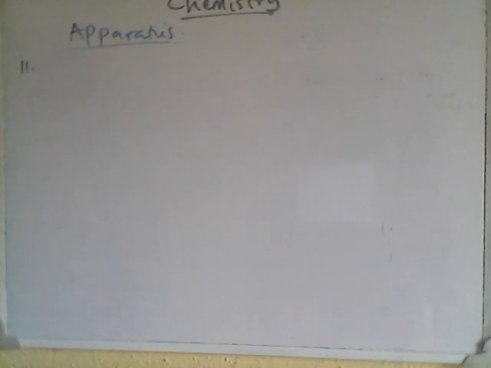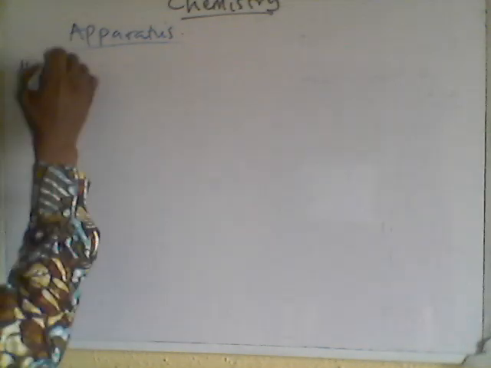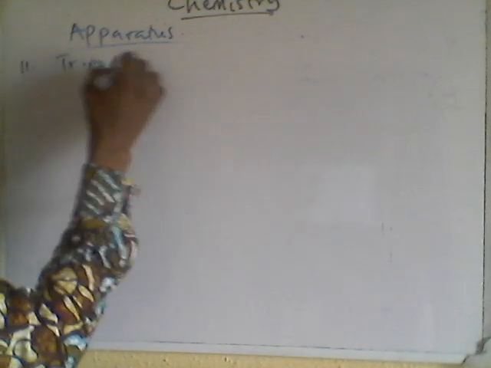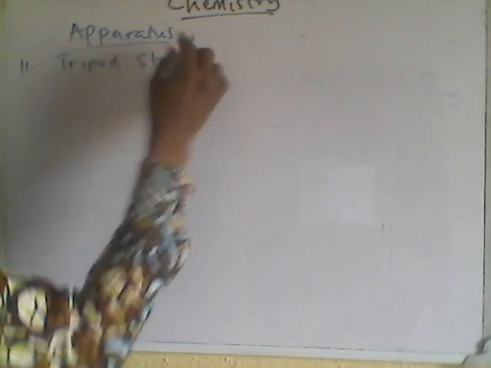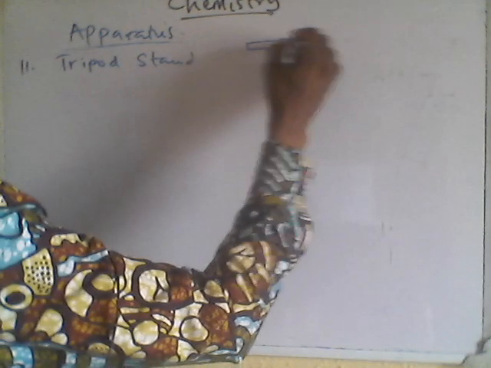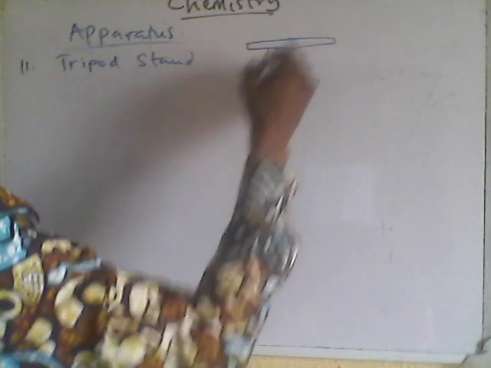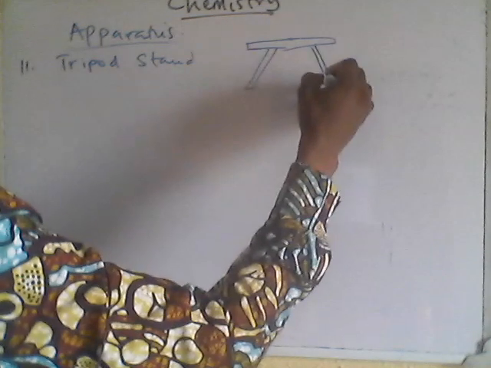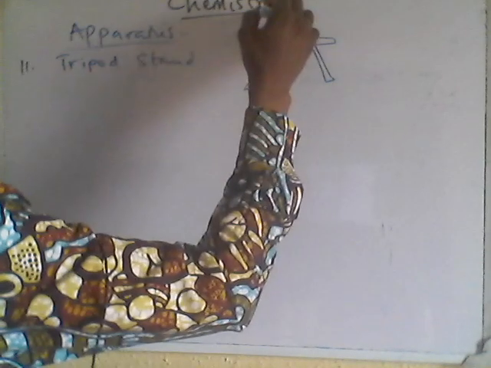So number 11, I have the tripod stand. This is what you use as your heating source. It looks like this. It has 3 legs. I'm going to draw it in 2D. It's just a stand where you can put your beaker on top. This is a tripod stand.